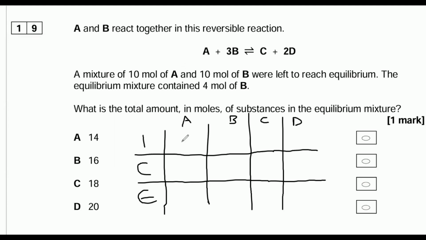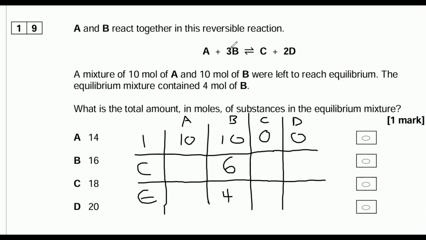Right. What have we got? Initially you have no products, so you're going to have 0 of C and 0 of D. Initially, it tells us we had 10 moles of A and 10 moles of B. Now, it tells us that the equilibrium mixture contained 4 moles of B. And this is your starting point. So you now know that B changed by 6.